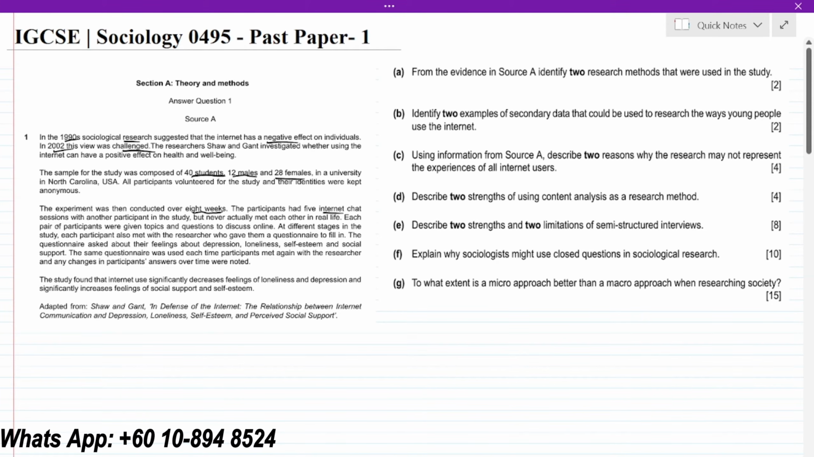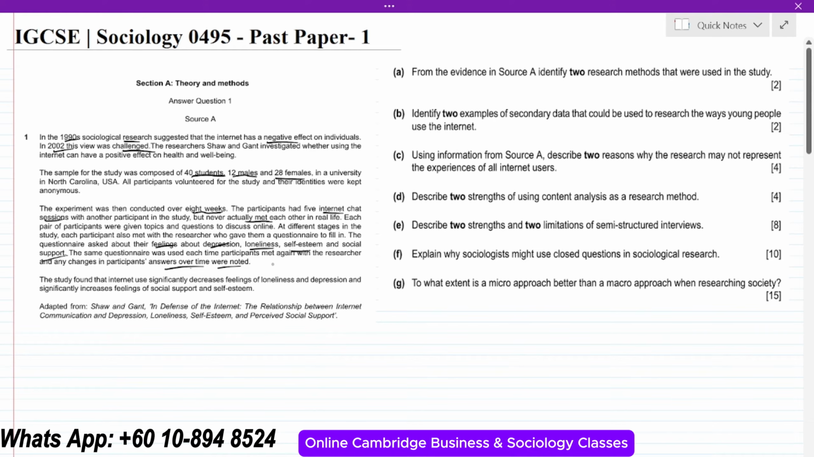And you have 5 internet chat sessions with another participant, never actually meeting in real life, fine. They never met the respondent, and at this stage the researcher gave them a questionnaire to fill in. The questionnaire asked about their feelings: depression, loneliness, self-esteem, and social support. The same questionnaire was used each time the participant met again with the researcher, so answers over time were noted. So this study was conducted in Carolina, USA, with 40 students, 12 males and 28 females. And one more important thing they suggest is that the internet has a negative effect on individuals, and so on. So let's come to the questions, what sort of questions we have.